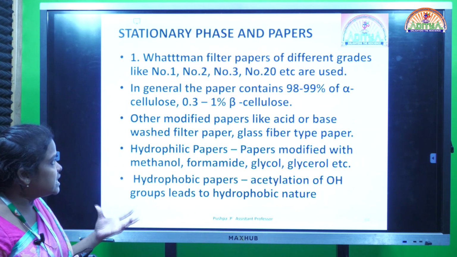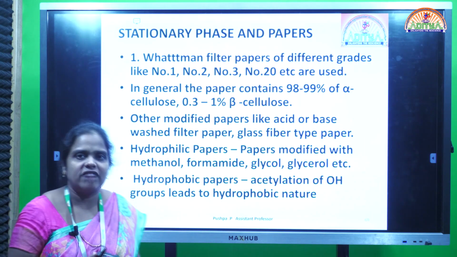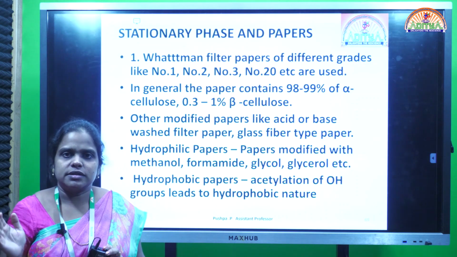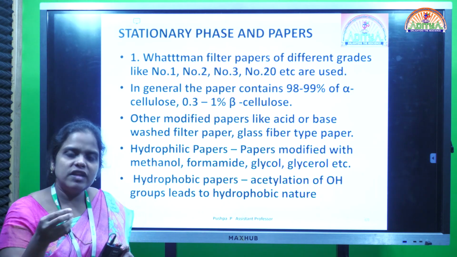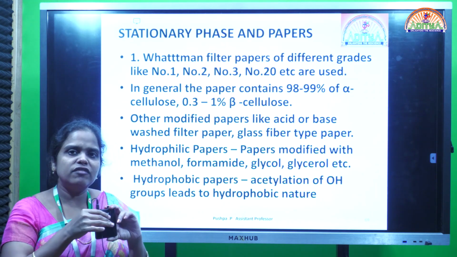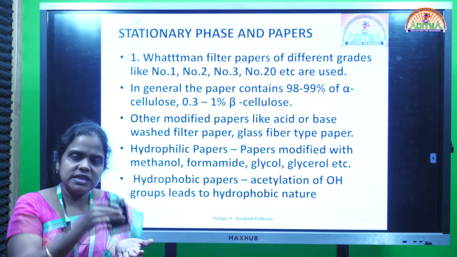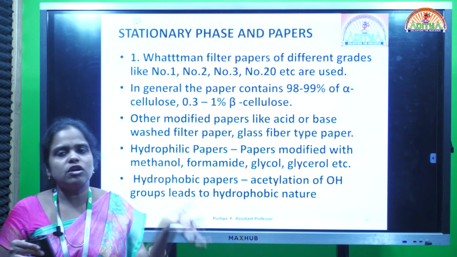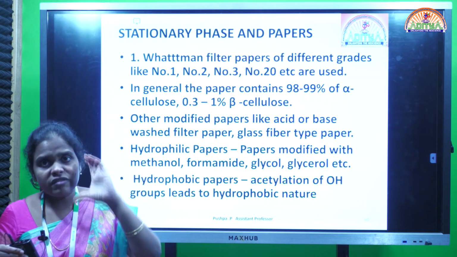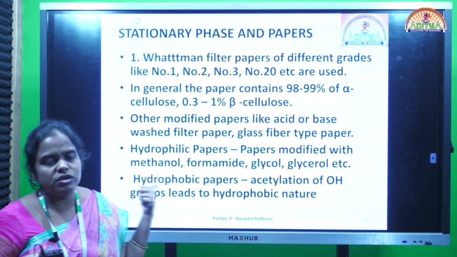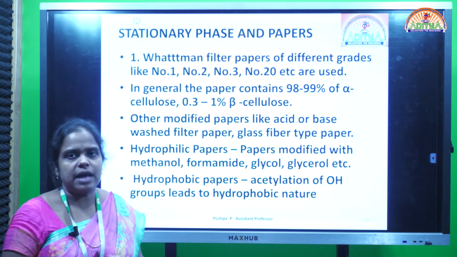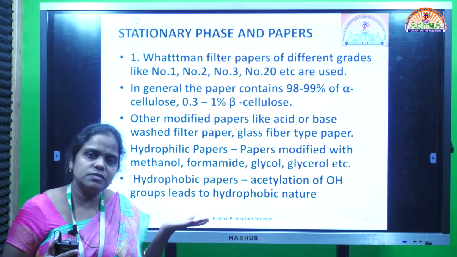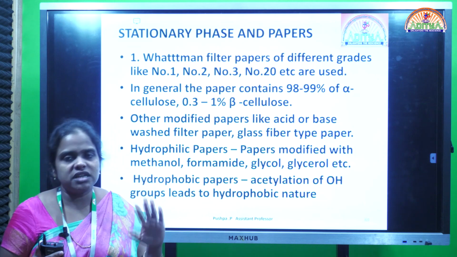For example, acid washed filter paper or base washed filter paper. Why? If you want to separate basic drugs or some polar drugs, we take the Whatman filter paper and apply an acid solution or base solution based on the polarity, or the acidic or basic nature, of the sample. We wash the Whatman filter paper with that acid or base solution for better separation of the samples. These acid or base washed filter papers we use for some complex mixtures, or acidic or basic drugs.